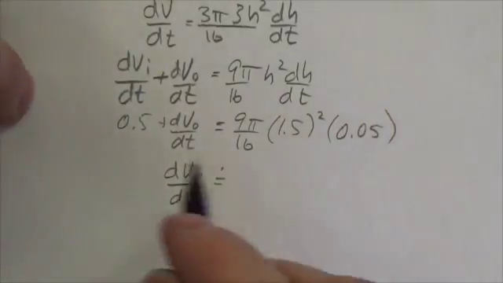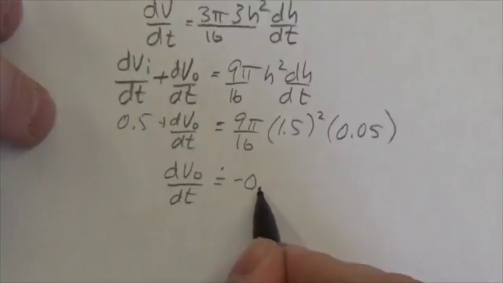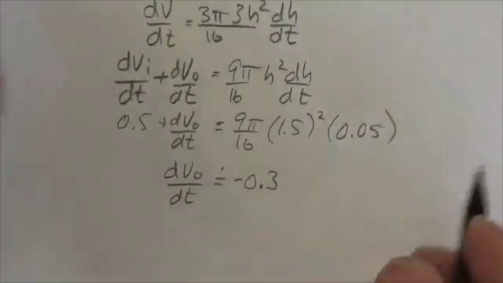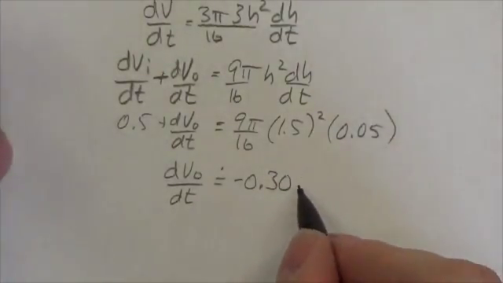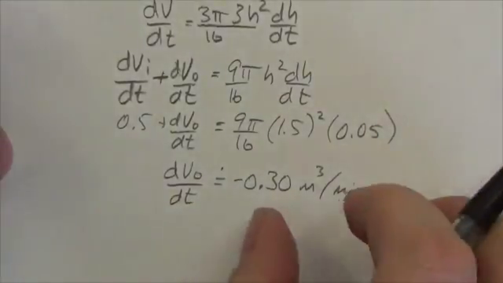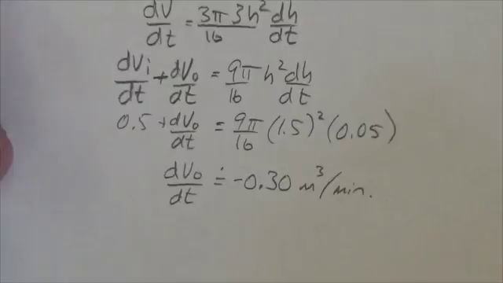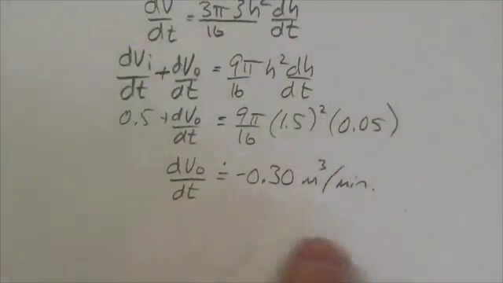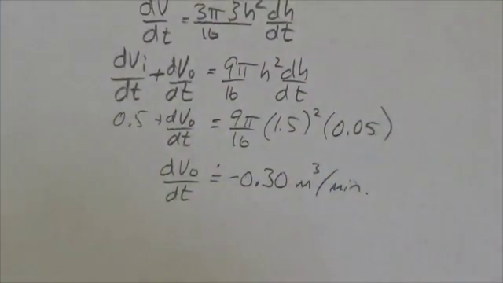The rate at which the water is exiting is negative 0.3, actually it rounds to 0.30, meters cubed per minute. That's how fast the water is exiting here. So we're pouring water in, and water's leaving. The height isn't quite doing what we expect it to, but that's because there's volume leaving the funnel.